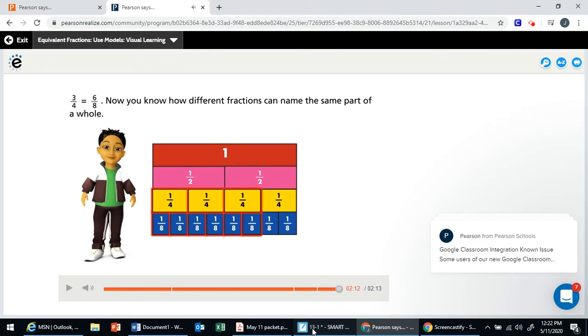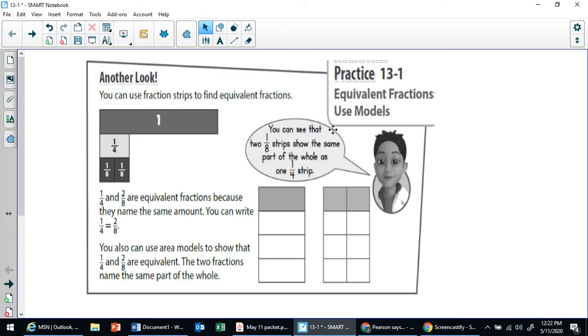Okay, boys and girls. So now we are going to take that idea of using the fraction strips and looking at how they have the same name. And like I said, you might hear people say the same area, the same amount to compare fractions by finding if they are equal. So here is another example. 1/4 and 2/8 are equivalent because they name the same amount.